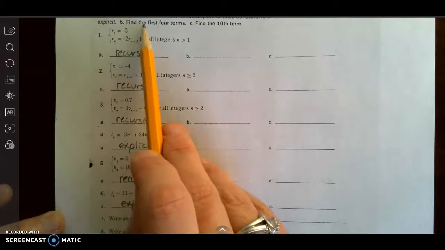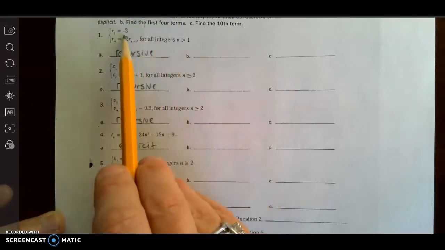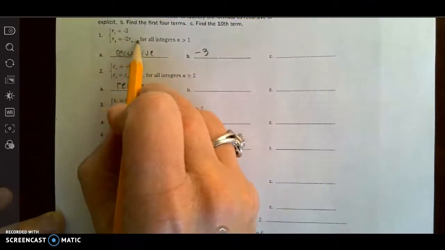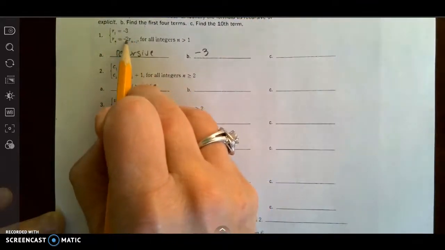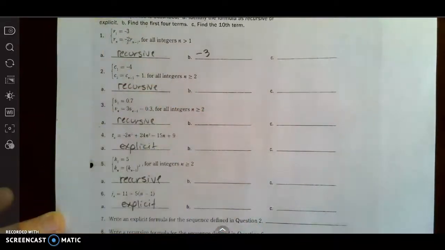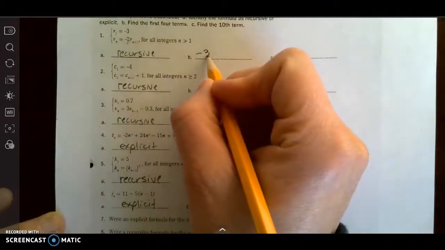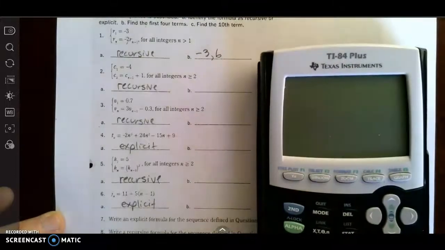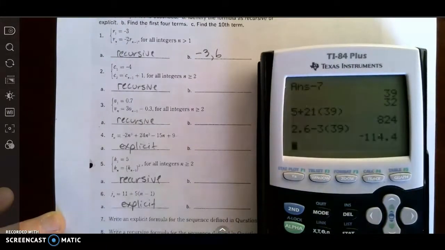Then we're asked to find the first 4 terms. So the first term is -3. And according to this, I'm taking the previous term and multiplying by -2. So if I need to use my calculator, I could, but I would think we could do this without a calculator. -3 times -2, I get +6. If you need to use the calculator, -3 times -2, and I get 6.